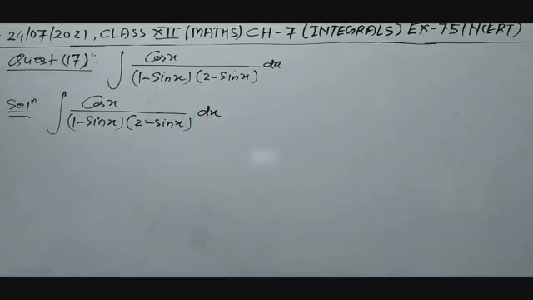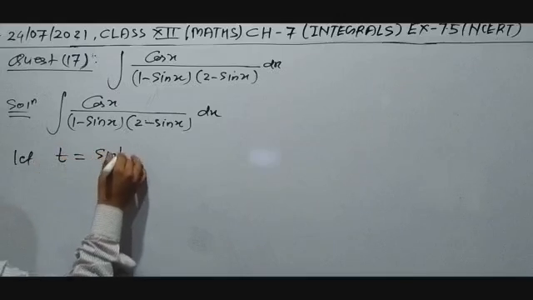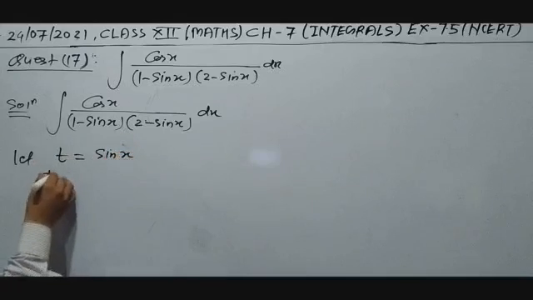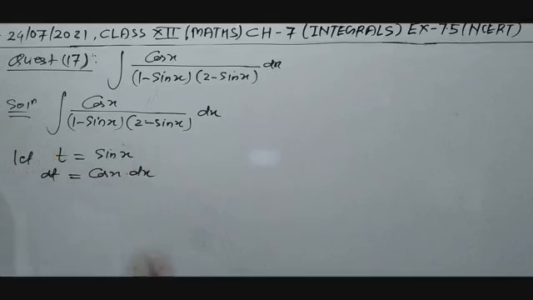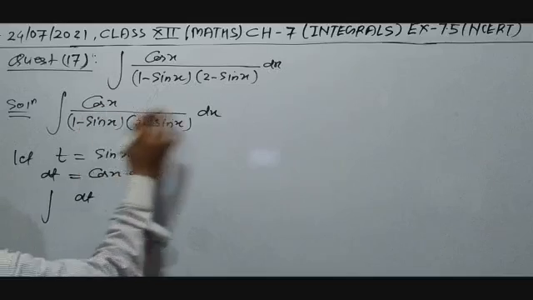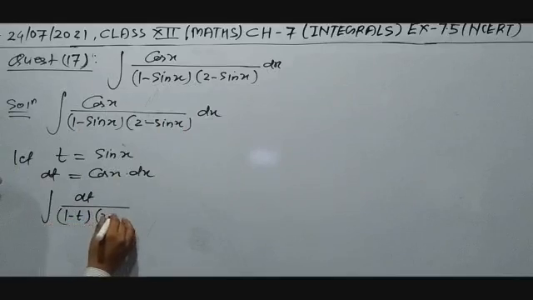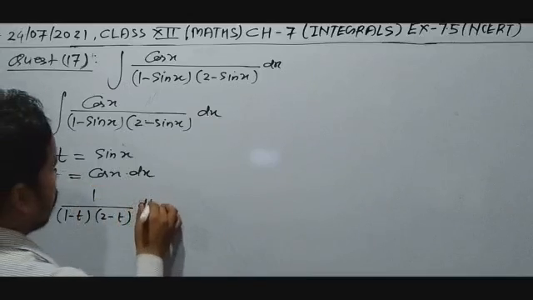Now in this question you will consider, let t is equal to sin x, then dt is equal to cos x times dx. Now the integration will convert cos x dx, and the result is dt whole upon (1 minus t)(2 minus t). Now this part we have to solve using the partial fraction method.